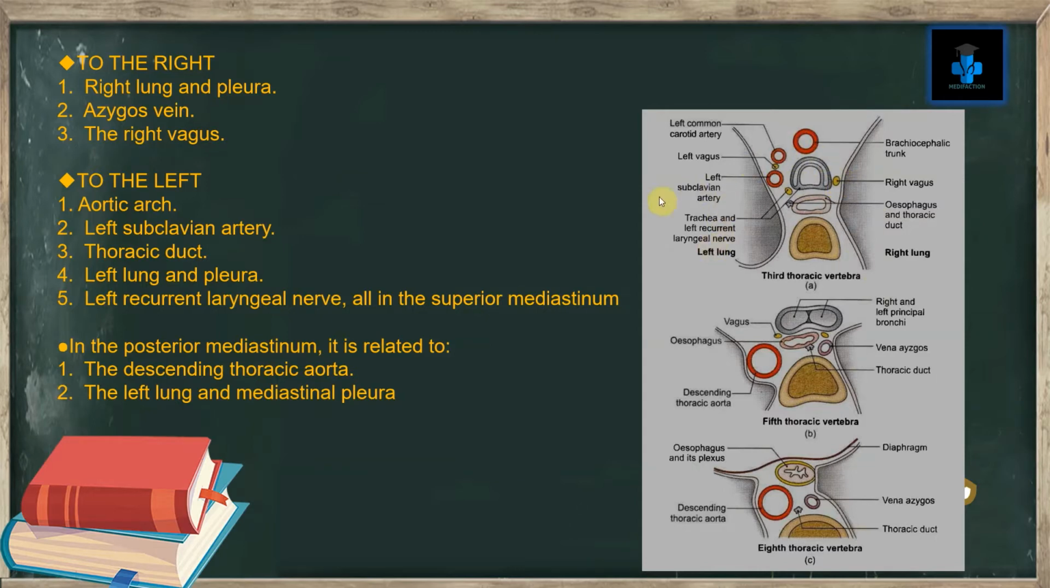To the left side, moving on, we can see the aortic arch. The left subclavian artery can be appreciated right here, and also the thoracic duct can be seen right here. The left lung and the pleura are well defined. The left recurrent laryngeal nerve, all in the superior mediastinum, can also be appreciated. And in the posterior mediastinum, it is related to the descending thoracic aorta, that is right here. The left lung and mediastinal pleura can also be observed.